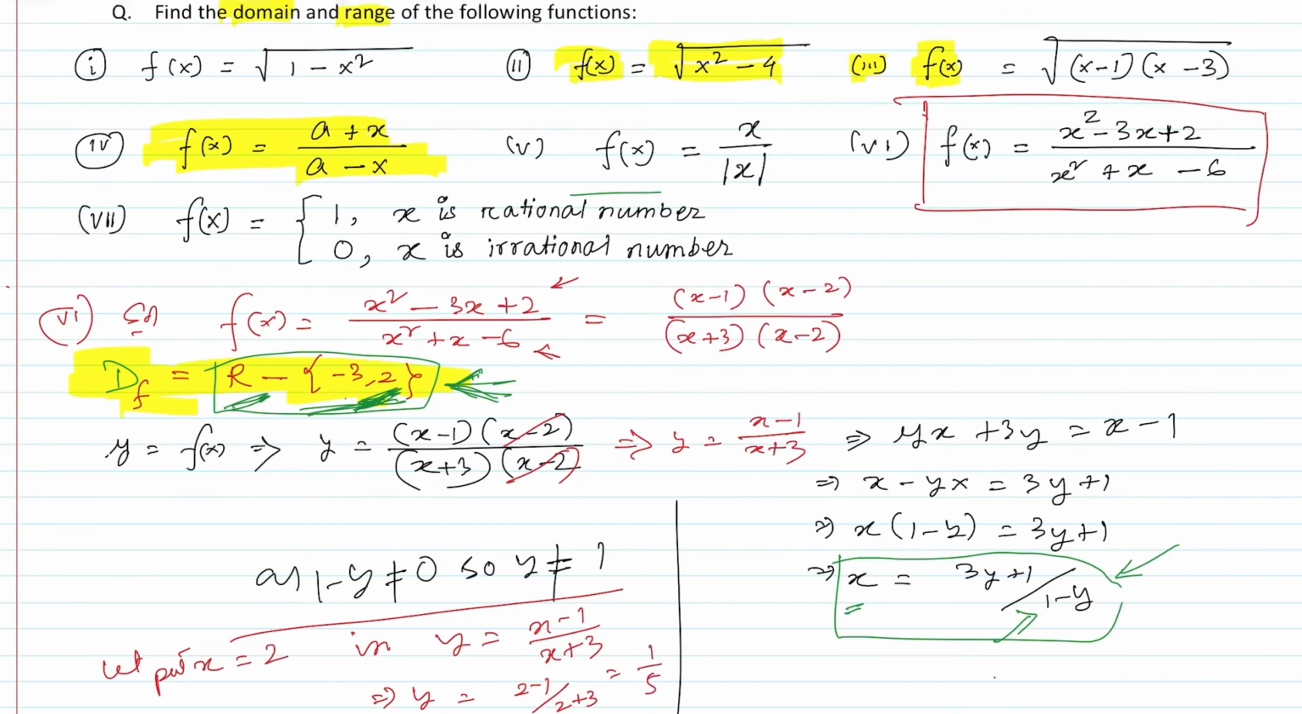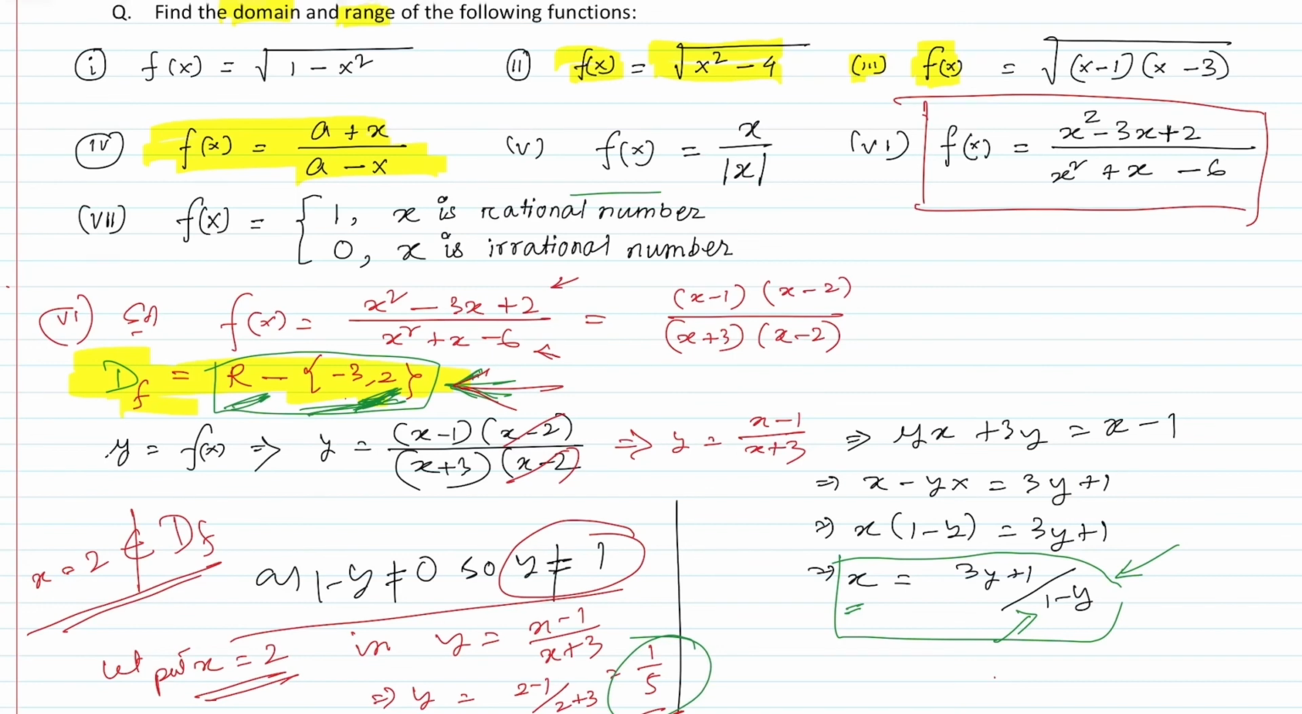So for y is equal to 1 by 5, we get x is equal to 2, and x is equal to 2 doesn't belong to the domain of this function. So that's why we cannot take the value of y is equal to 1 and y is equal to 1 by 5.